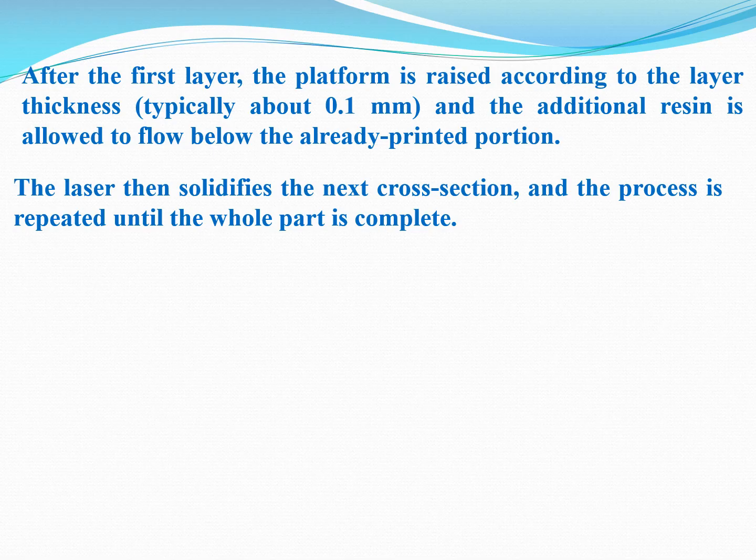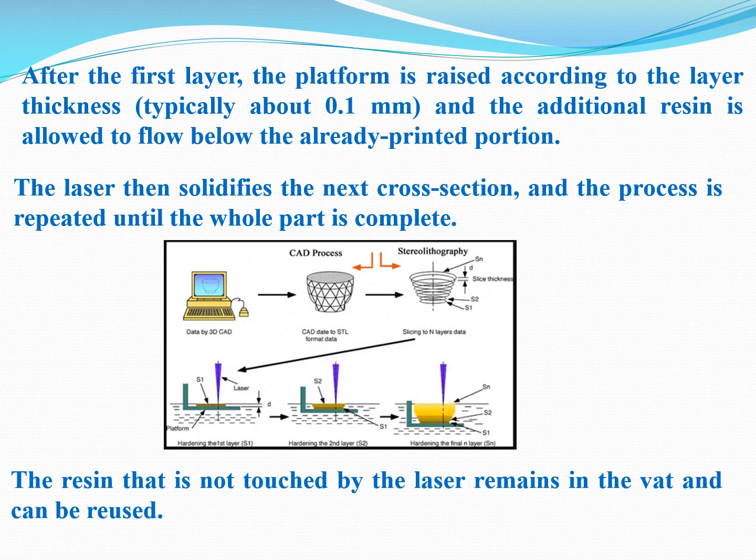So this is the process. Until the whole part is completed, the entire cycle will be repeated. The resin that is not touched by the laser remains in the vat and can be reused. So this is another advantage of the SLA process. The unused resin can again be reused.